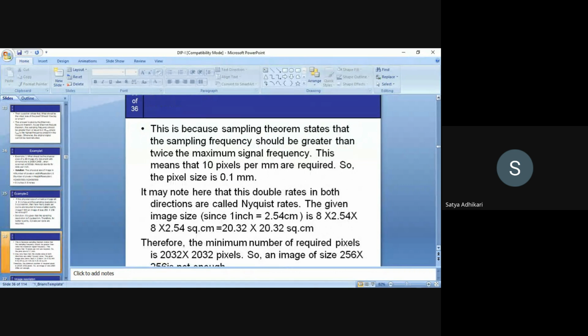You see, it will be noted that we know 1 inch is approximately 2.54 centimeters. So 8 into 2.54 by 8 into 2.54, that is 20.32 square centimeter. When we convert it to pixels, that is 2032 into 2032. So the minimum required pixels are 2032 and 2032 pixels. So the image of size 256 and 256 is not enough. The answer to the additional question is that the image of size 256 cross 256 is not enough.